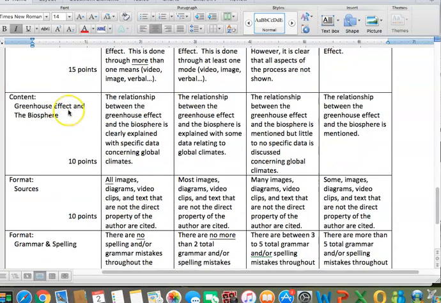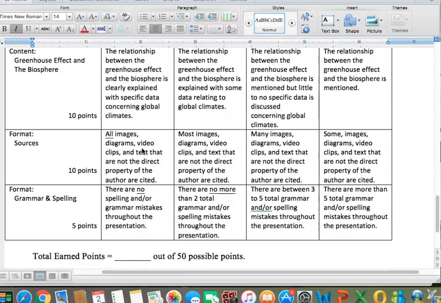The impact the greenhouse effect has on the biosphere. This is our next category. The biosphere is a reservoir that you might recognize from an earlier assignment. That root word bio meaning life or living. So this is discussing the relationship between the greenhouse effect and its impact on anything living on our planet, the biosphere. Make sure that you clearly explain it and have specific multiple examples of data concerning global climates. This is where the Keeling curve might come in handy a little bit. You might be able to extract some pretty good data from that graph that you made earlier in this unit.